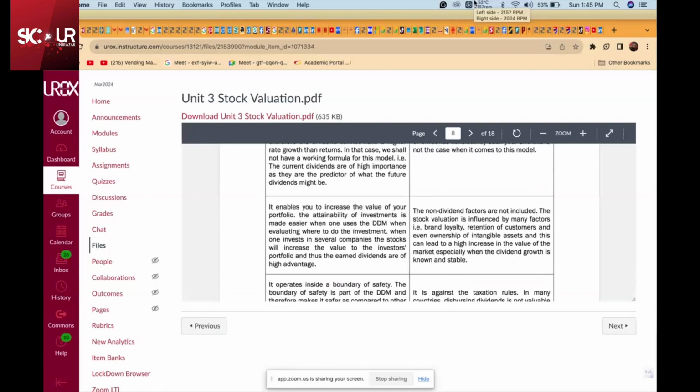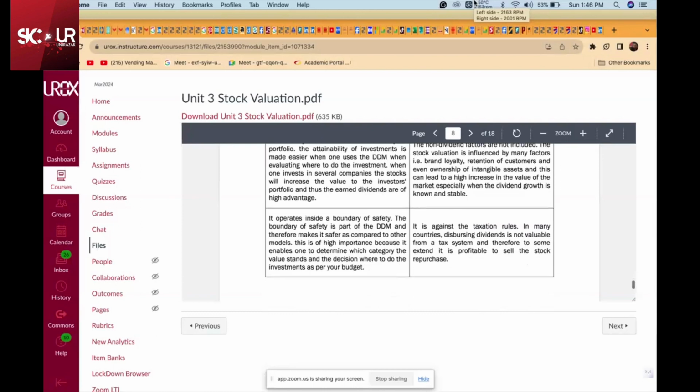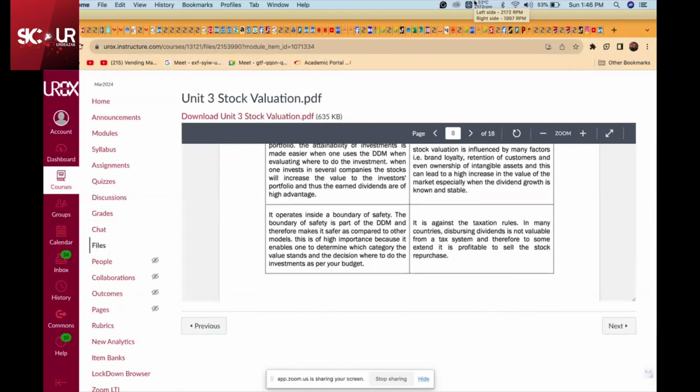It also enables us to increase the value of our portfolio. Attainability of investment is easier when we use the dividend discount model. But the non-dividend factors are not included. The share valuation is influenced by many factors, such as brand loyalty, retention of customers, and ownership of intangible assets. For example, today, the ownership of patents, rights, copyrights, brand names, and trademarks is very important.